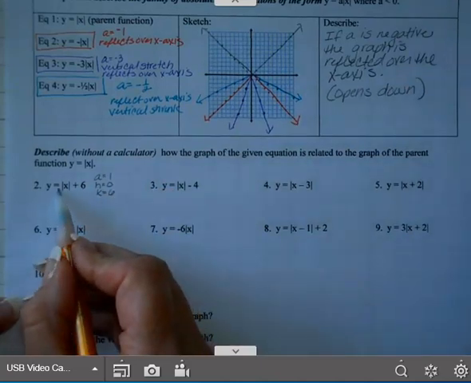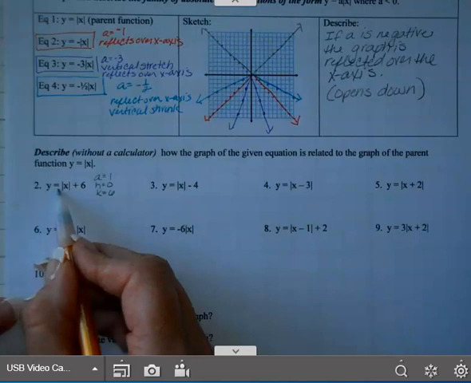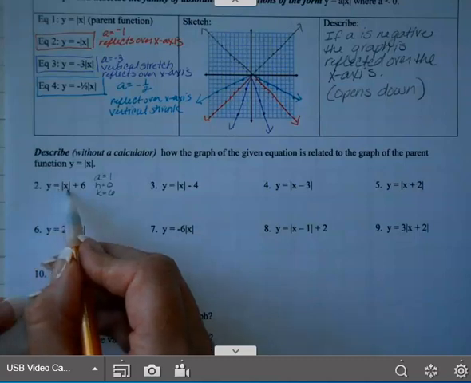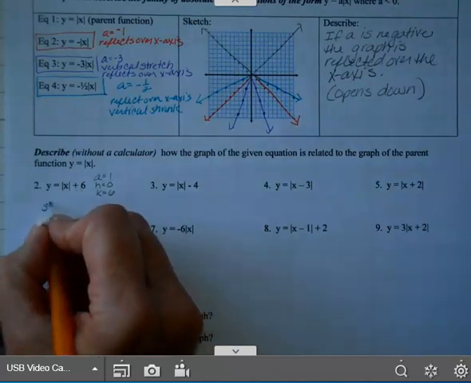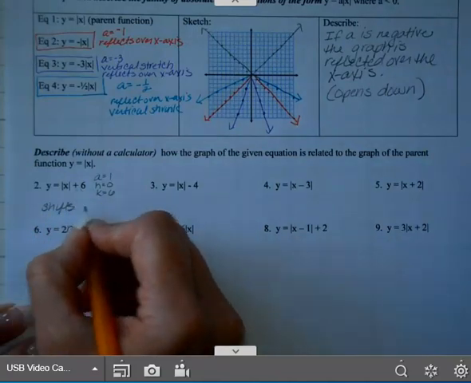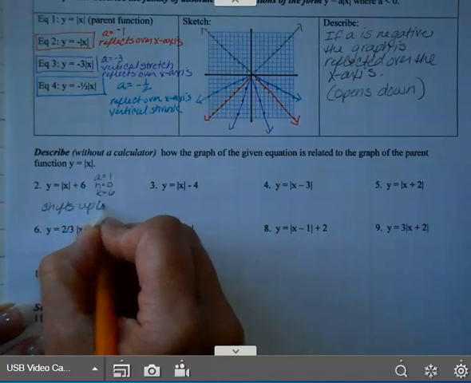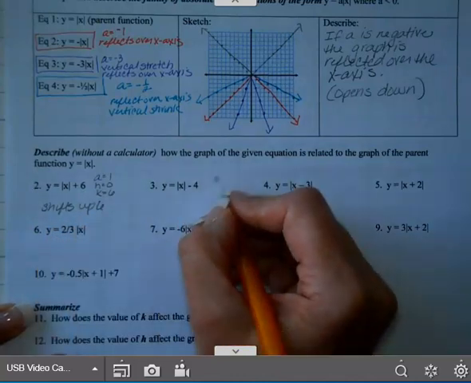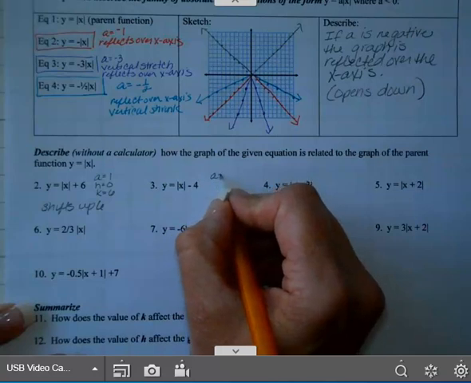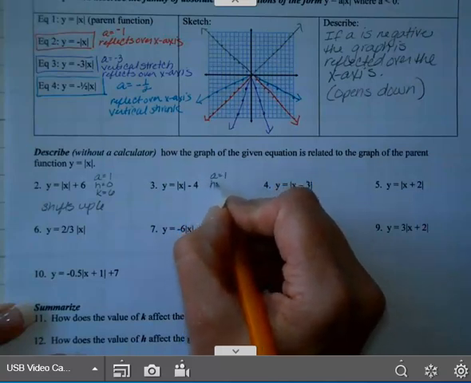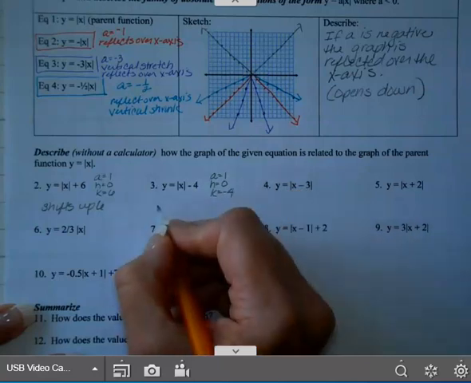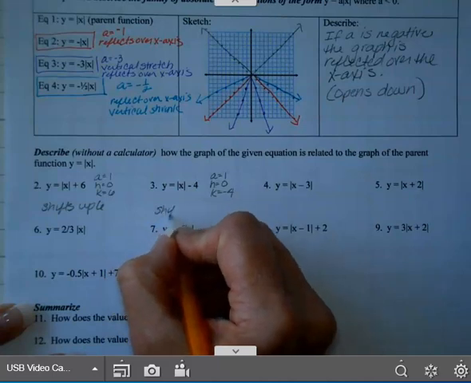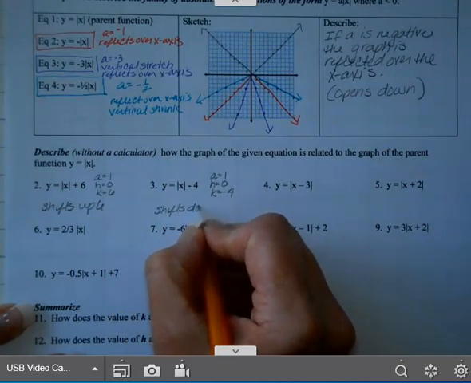So I didn't multiply by anything, so A is 1. There was nothing here with X, so H is 0, K is 6. So this means my graph shifts up 6. On this one, A is 1, H is 0, K is -4. So for this one, my graph shifts down 4.